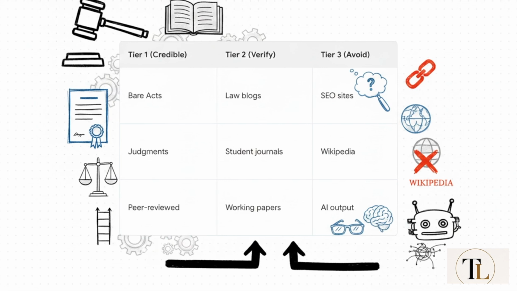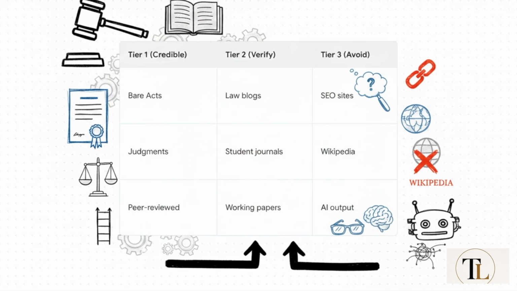Tier 2 is credible, but you've got to use some judgment. This includes established law firm blogs. They're written by practicing lawyers, sure, but remember they're sometimes arguing a position on behalf of a specific client. So treat them as opinion rather than neutral, objective fact.